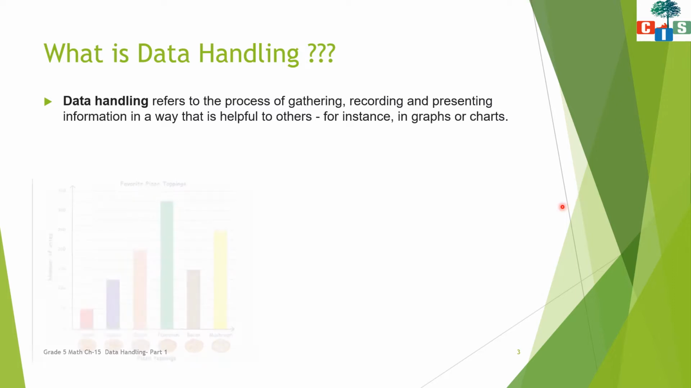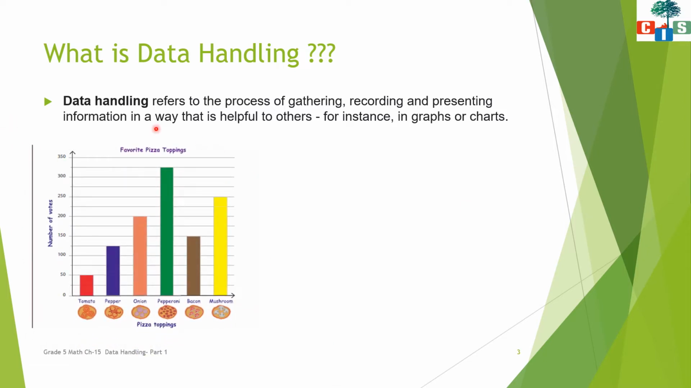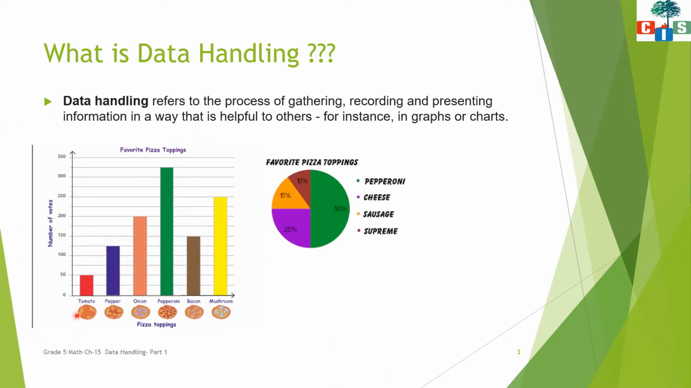For example, let's see, this is a bar graph. Then this is a circle graph. Now this is a line graph. One by one we will study. So let's first of all study about bar graph.